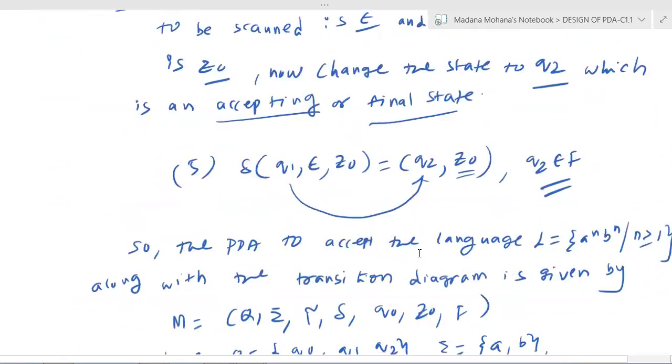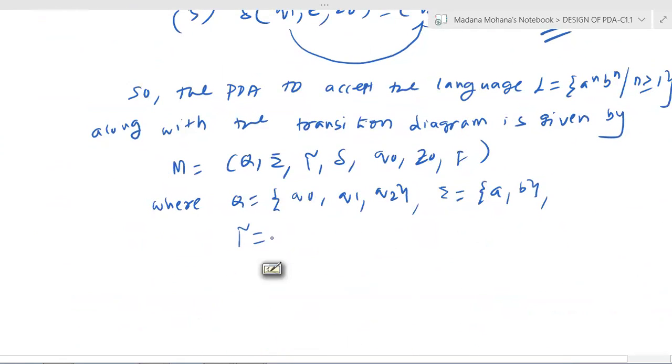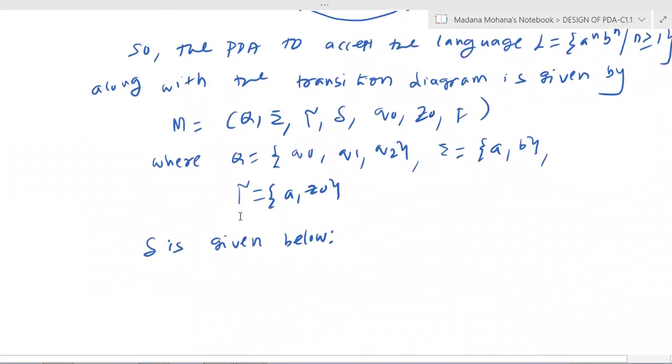So null we can't include as a stack alphabet. So now it contains A comma Z naught. Z naught is the initial start symbol of the stack, and delta is given below. List out all the above 5 transitions. Delta is given below. Now write down all the 5 transitions as it is.